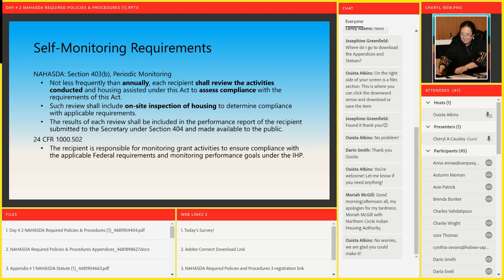The results of each review shall be included in the performance report of the recipient submitted to the Secretary under Section 404 and made available to the public. So that's the requirements under the statute. Now, of course, the regs have something to say about that also under 502. The recipient is responsible for monitoring your grant activities to ensure compliance with the applicable federal requirements and monitoring performance goals that you set forth under your Indian Housing Plan.